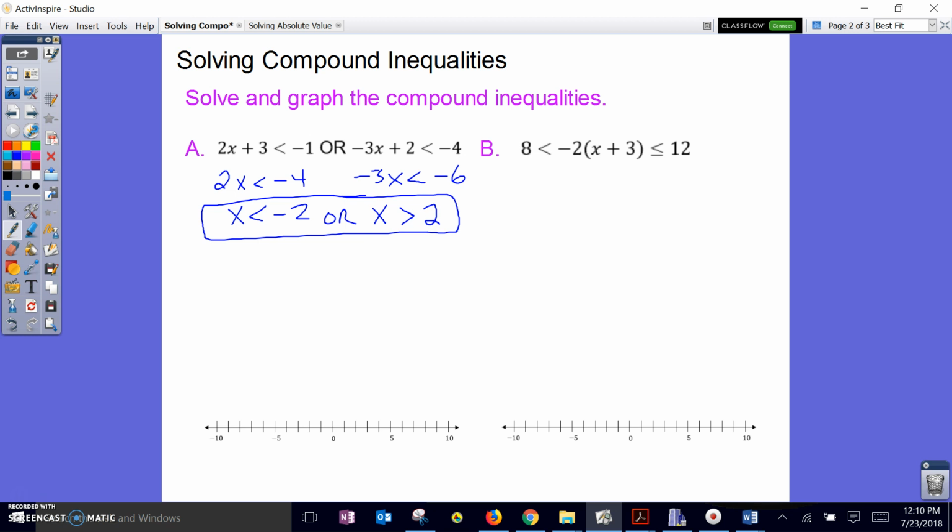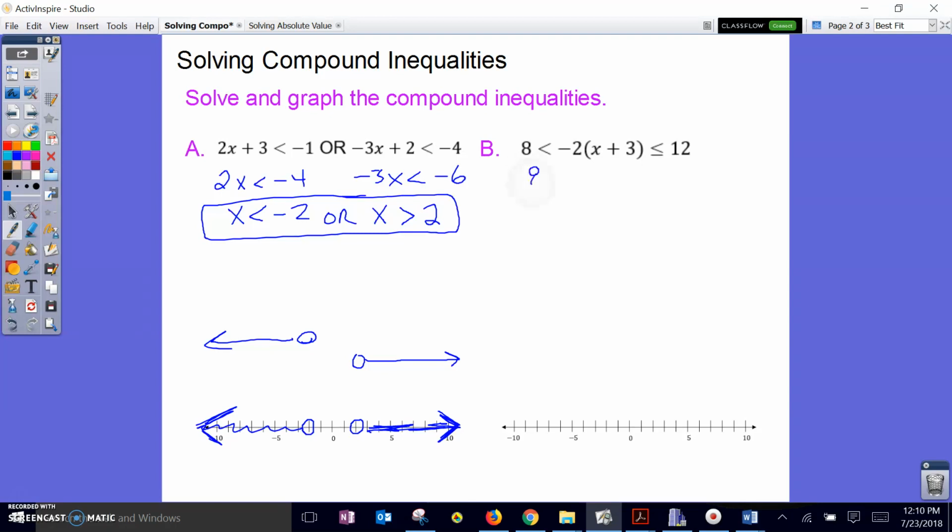If you think about it, x is less than -2 looks like this. X is greater than 2 looks like this. Since it's an or statement, I want anywhere where one of those is true. So I'm going to end up with 2 open circles here and shading everywhere where one of those 2 inequalities is true.